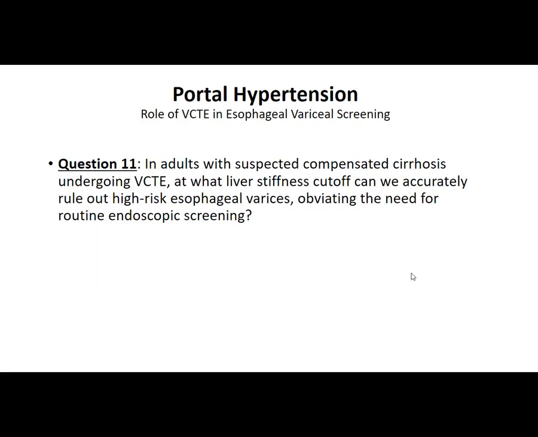So in adults with suspected compensated cirrhosis undergoing VCTE, at what liver stiffness cutoff can we accurately rule out high-risk esophageal varices, obviating the need for routine endoscopic screening? I think this is very valuable information. And really, you know, there's a whole difference between cirrhosis with a kilopascal cutoff of 12.5 and cirrhosis with a capital C, in that when your kilopascals range way high up in the range, way above 20, you know, to 30, 40, and 50, it's a whole different brand of cirrhosis. These patients are much, much sicker.